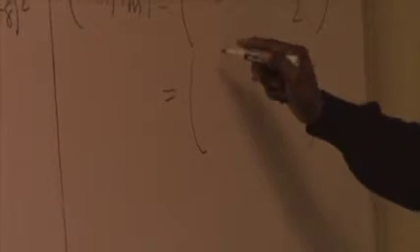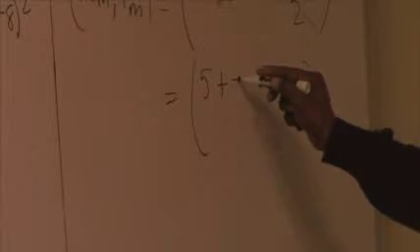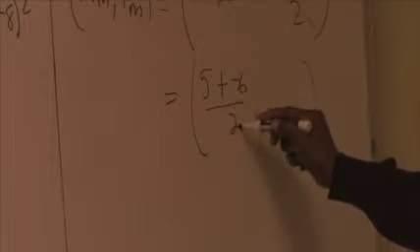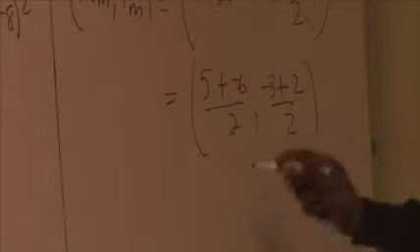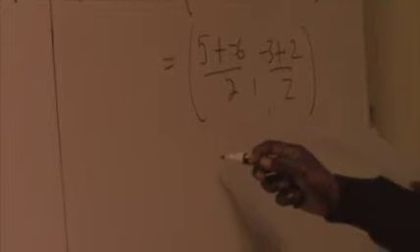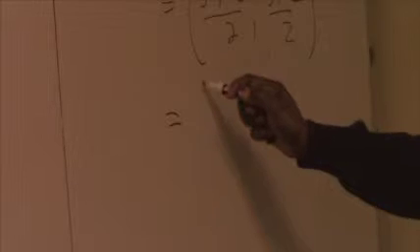So X1 here is going to be what? 5 plus X2 is what? Negative 6 divided by 2. And Y1 is negative 3 plus Y2 is 2 divided by 2. And what do we have here? We have 5 plus negative 6. That's going to be negative 1. And then we have it over 2. Negative 3 plus 2 again will be negative 1 over what? 2. And we can leave our answer like that.